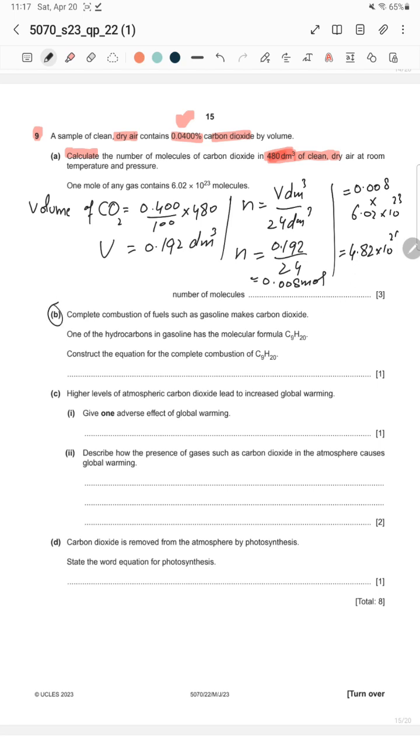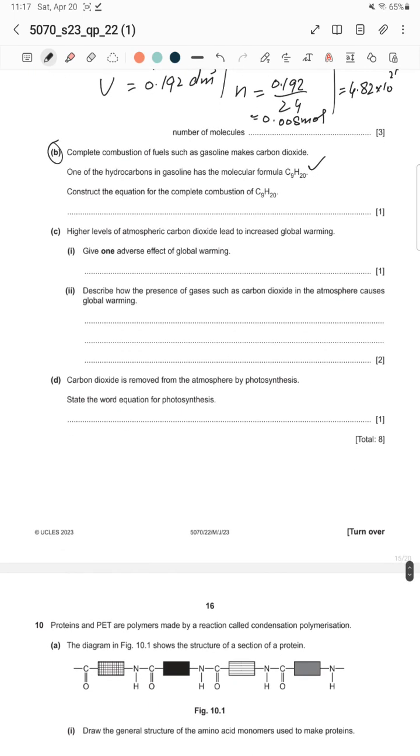Part B is complete combustion of fuel or gas, as gasoline makes carbon dioxide. One of the hydrocarbons in gasoline has the molecular formula C9H20. This is called nonane. Construct the equation for complete combustion. So dear students, for complete combustion, I have told you this equation: CxHy plus (x plus y by 4) O2 will produce x CO2 plus y by 2 H2O. Here x represents the number of carbon atoms, y represents the number of hydrogen atoms. So this is how you can balance any combustion reaction of hydrocarbons.